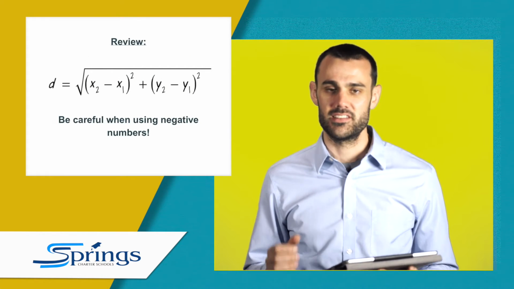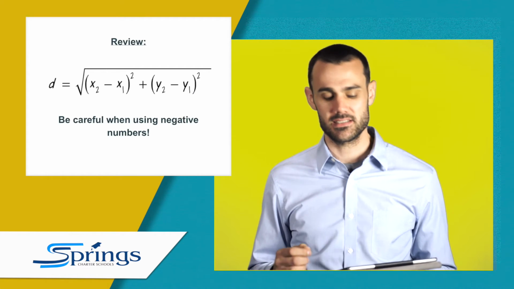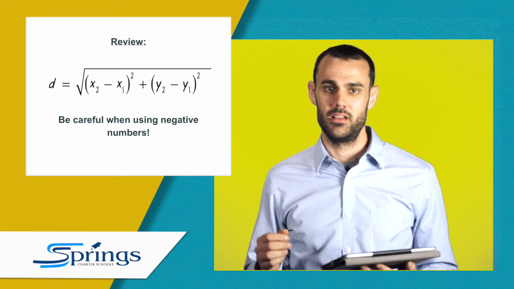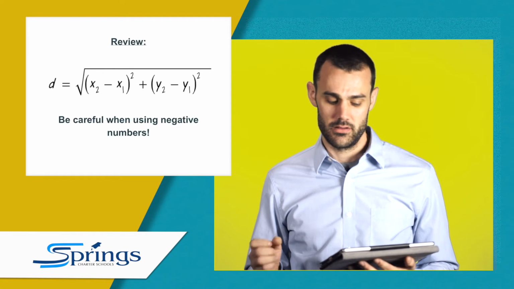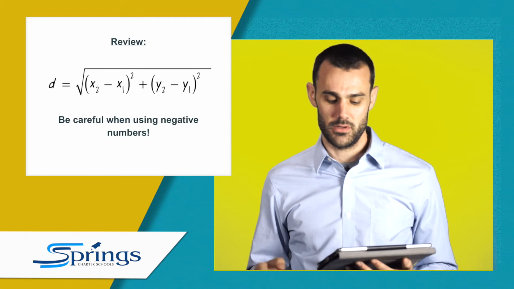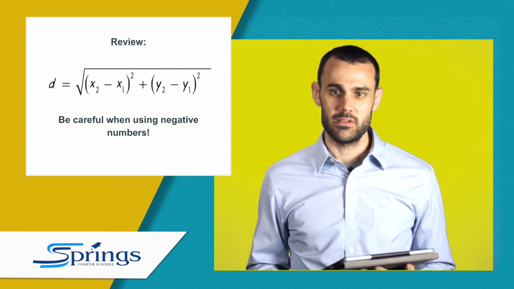In review, I've listed the formula used to find the distance between 2 points on a coordinate plane one last time for you. It's d equals the square root of x2 minus x1 squared plus y2 minus y1 squared. Also remember, be careful when using negative numbers as they can be tricky.